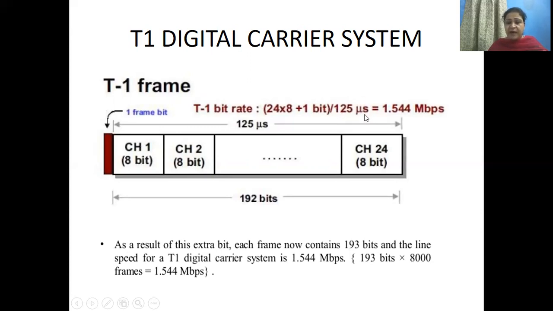TS is given by 1 upon Fs, where Fs is the sampling frequency, and the sampling frequency is 8 kilohertz. So 1 upon 8000, which will be TS, is given by 125 microsecond. Now, if I want to calculate line speed, which is given by bits per second, it will be 193 bits divided by 125 microsecond, which will give 1.544 megabits per second.